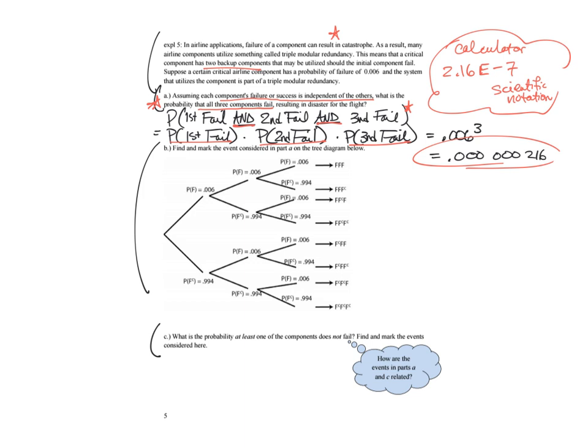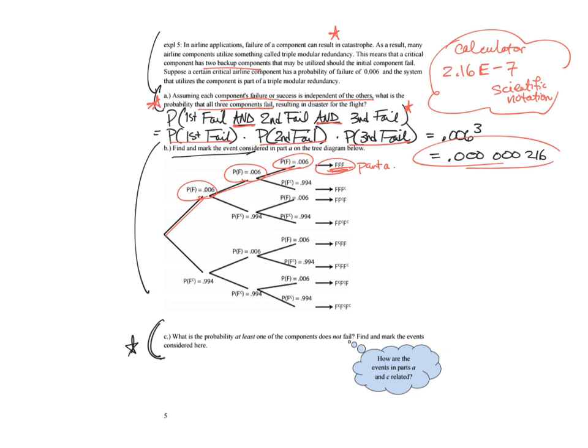Okay, so for part B, I was trying to find and mark the event considered in part A, which was the event that all three components fail. And so I noticed that that's along that branch of the tree diagram. And there's my FFF, fail, fail, fail. And so that's for part A. And again, you'll notice how those 0.006s along the tree diagram could have simply been multiplied together to get the probability of FFF. So that's good. Now, let's look at C.